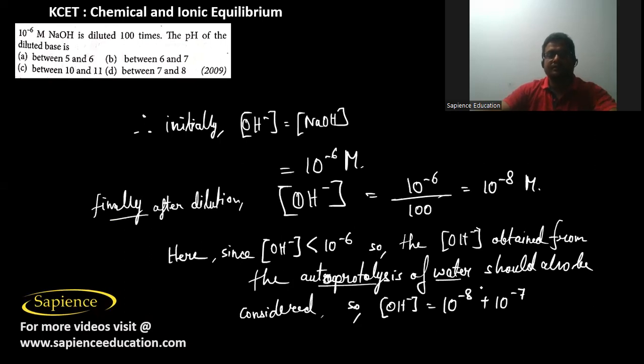So I can say that will be approximately 10 into 10 power minus 8. So 10 plus 1, that is 11, 11 into 10 power minus 8. This is the hydroxide ion concentration. So from here we can find out pOH. pOH is equal to 14 minus pH, which will be equal to minus log of the concentration of OH minus.